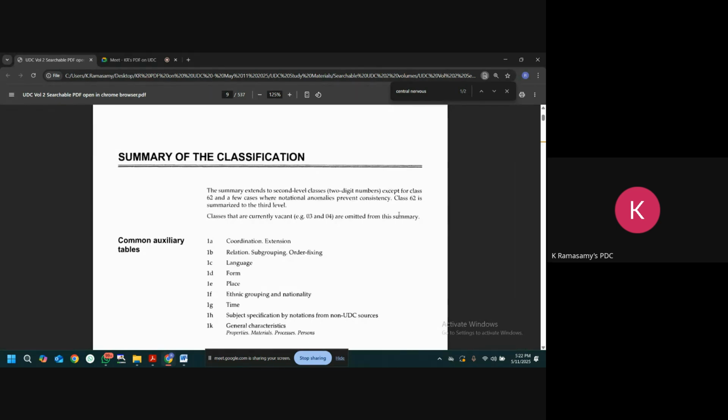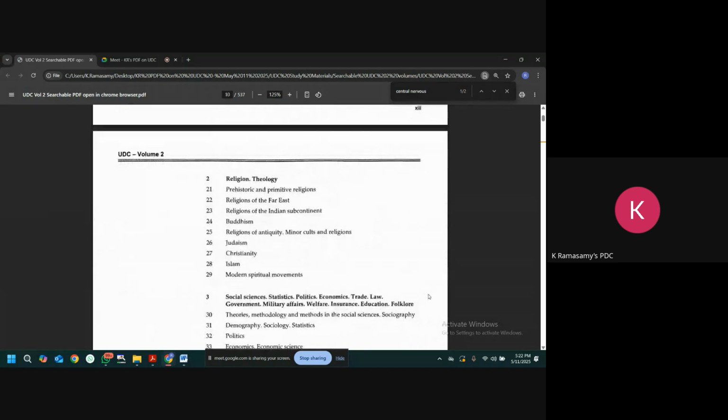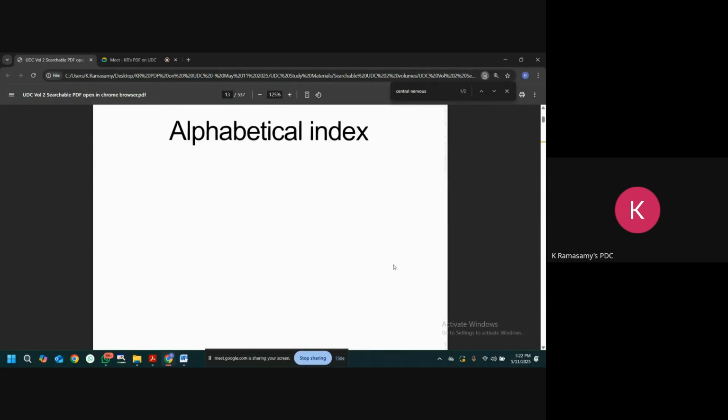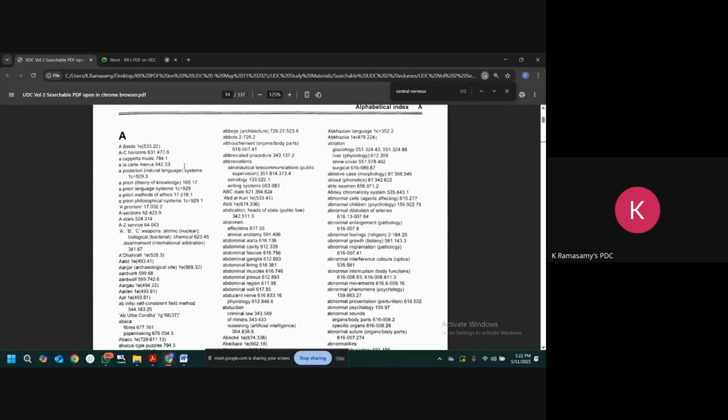As I told you, the summary is available both in volume 1 and in volume 2. The same summary is available in both volumes. So let me skip this summary of the classification. Then comes the alphabetical index, where we start from A.